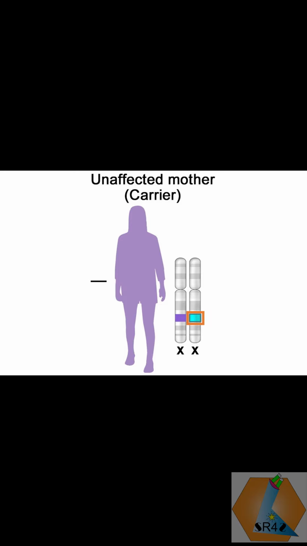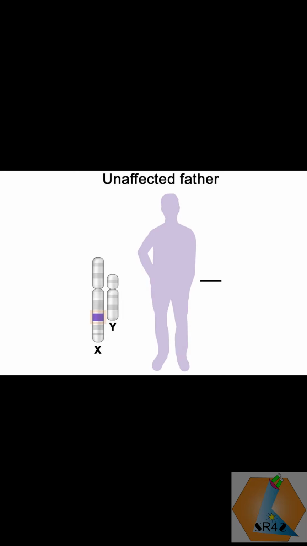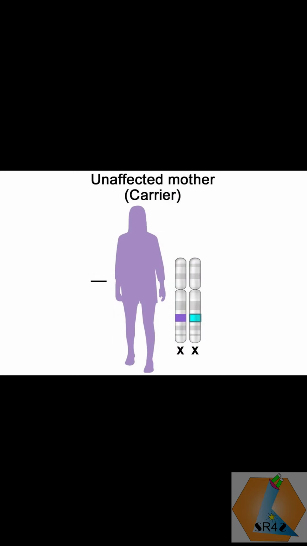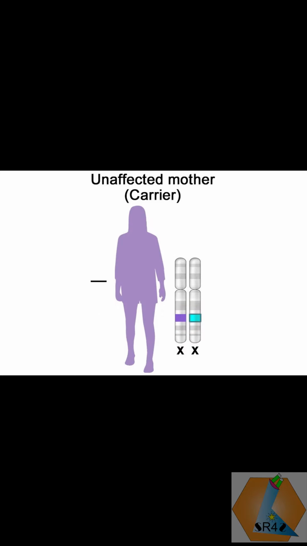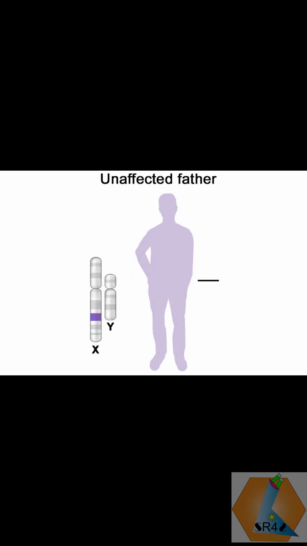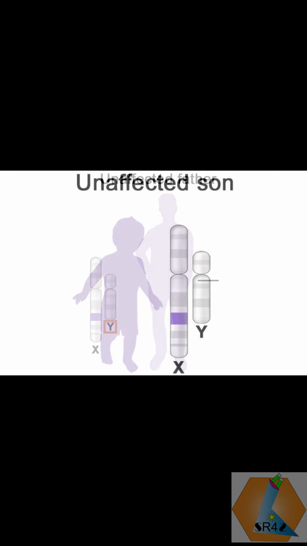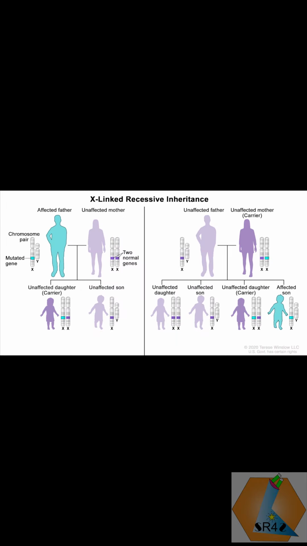If we did our Punnett square with the healthy father who's supplying a healthy X, and if the mother supplies a healthy X, then we'll end up with a normal offspring for a daughter. If the mother supplies her healthy X and the father supplies his Y, then you end up with a normal son. Here's where the disease state comes in.